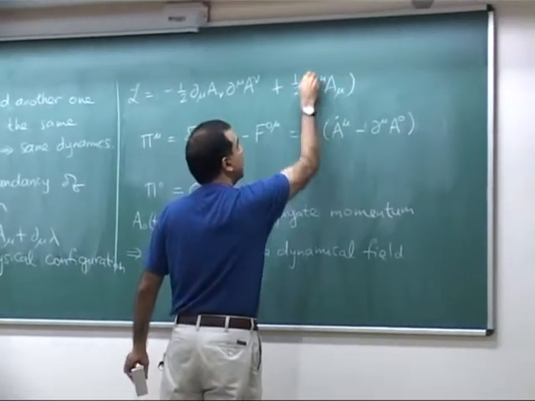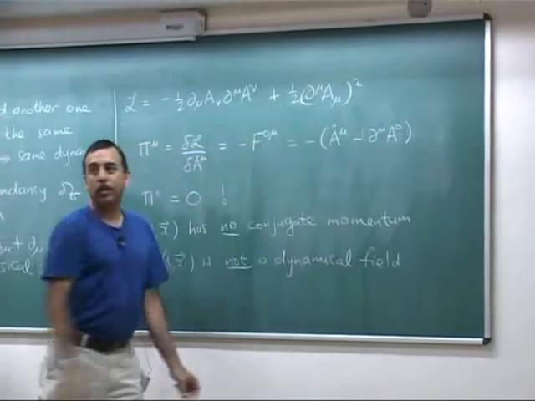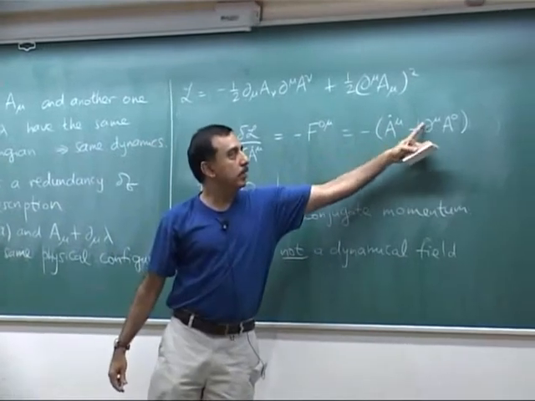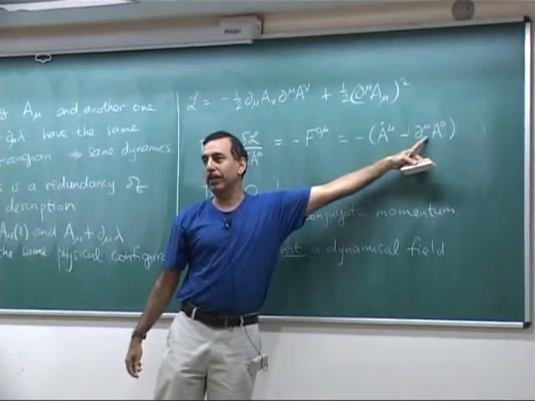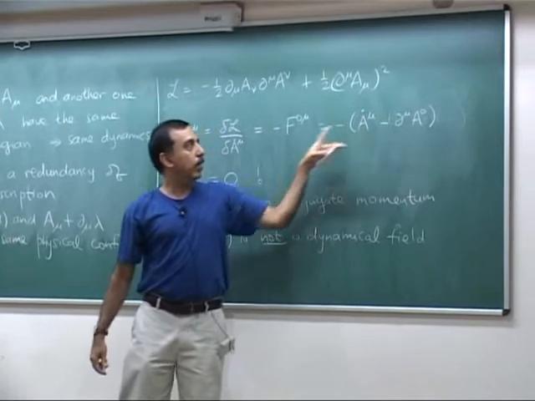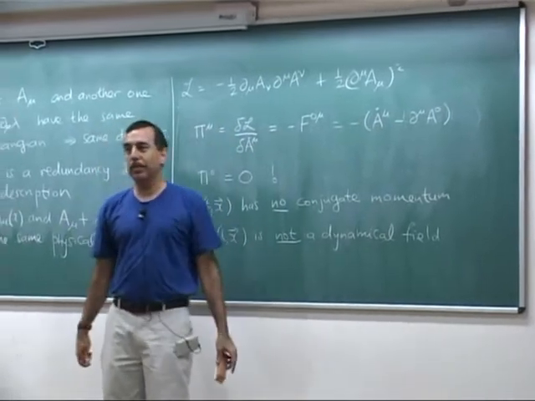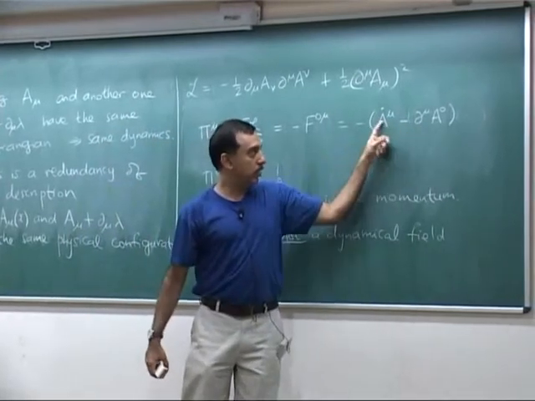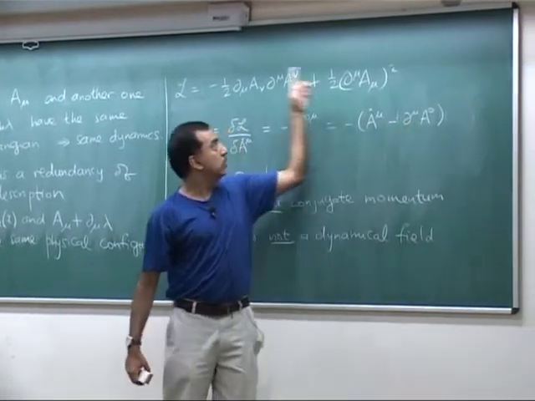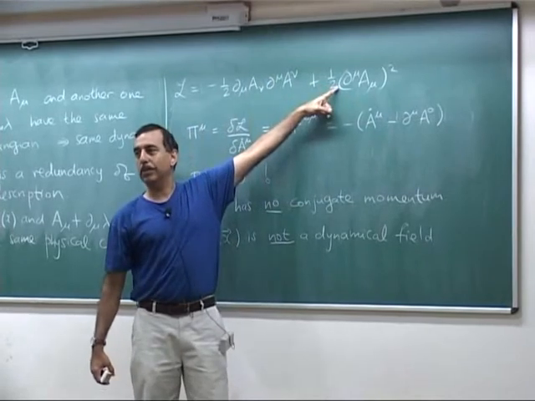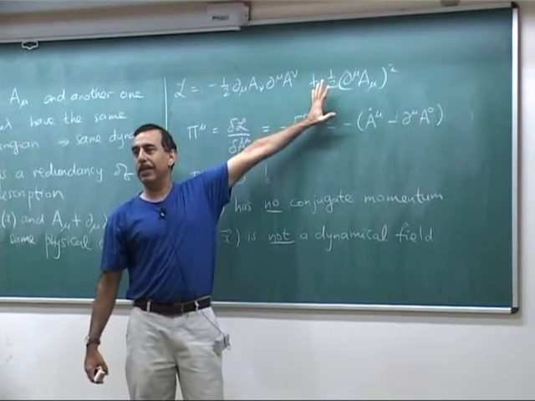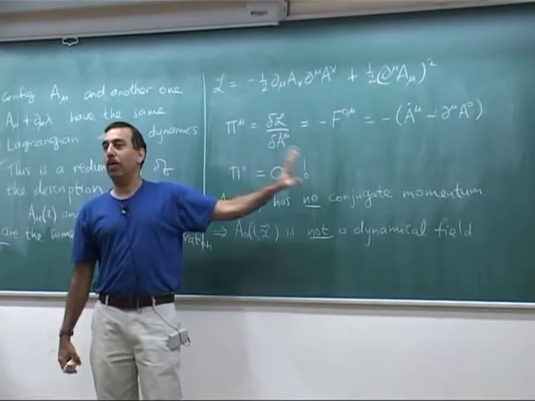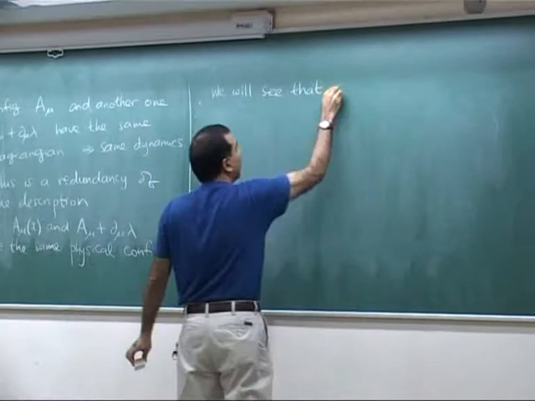Supposing we change the coefficient by a small amount, then it wouldn't have gauge invariance, and there would be a small difference between these coefficients, and the momentum for A0 would not be 0. Pi 0 is 0 exactly because of the correct coefficients for these two terms. So exactly when it has gauge invariance, then pi 0 is 0. Pi 0 is 0 as a consequence of gauge invariance.